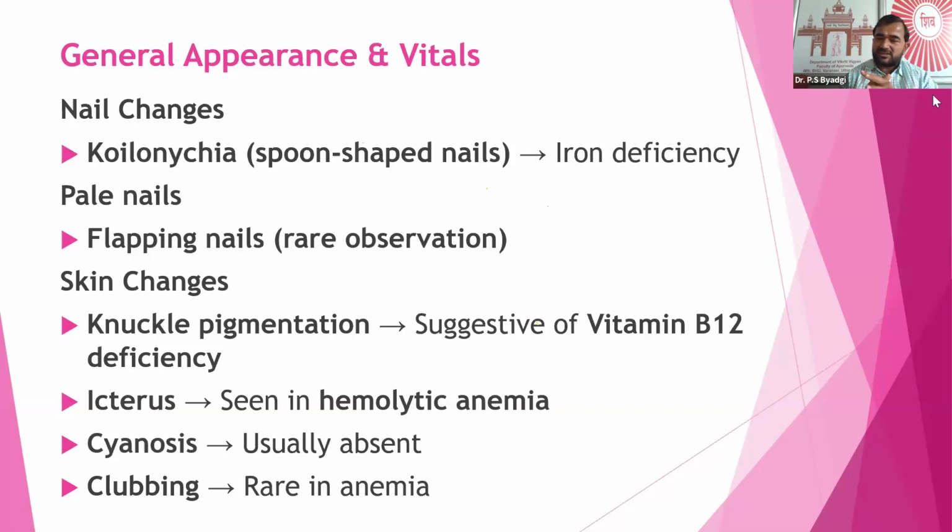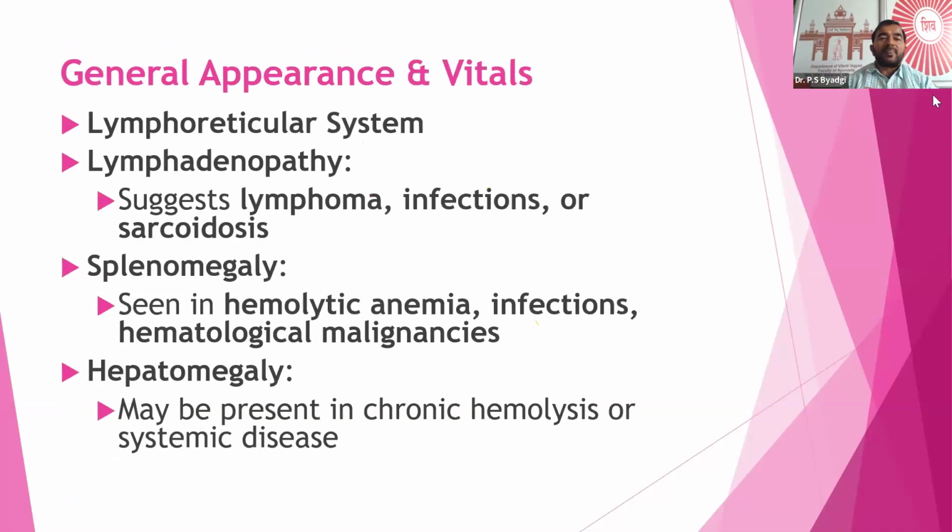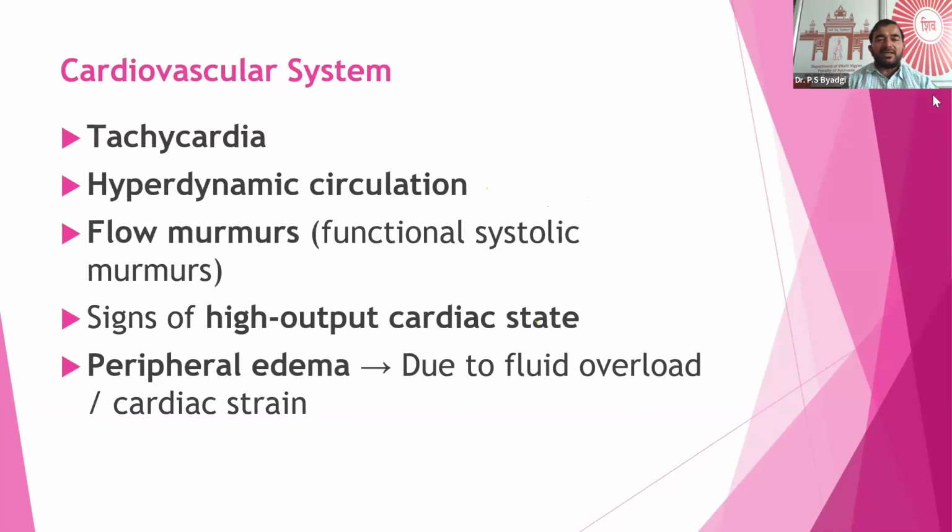Icterus can be seen in hemolytic anemia, but cyanosis and clubbing are usually absent. In this patient also, it was not there. The lymphoreticular system also needs to be examined, especially in lymphoma, infections or sarcoidosis. There you can also get splenomegaly, which is very important in hemolytic anemia, infections, and hematological malignancies. Hepatomegaly may be seen in chronic hemolysis or systemic diseases.